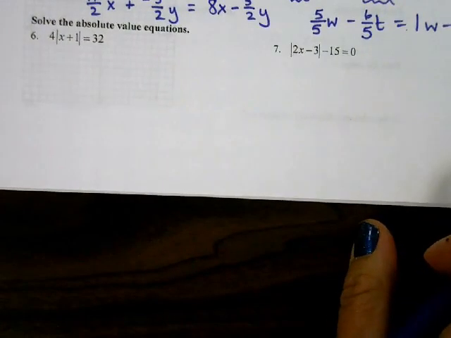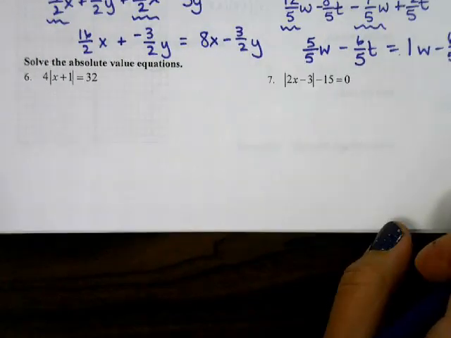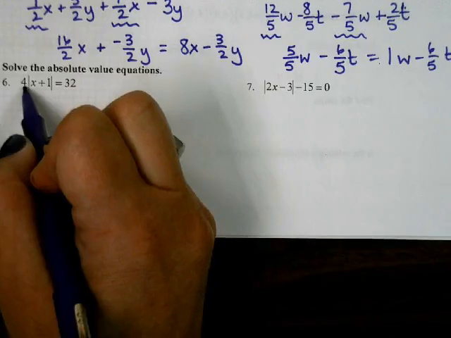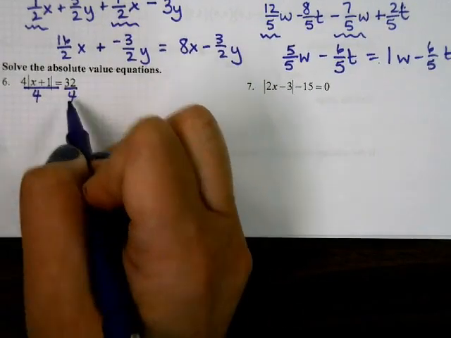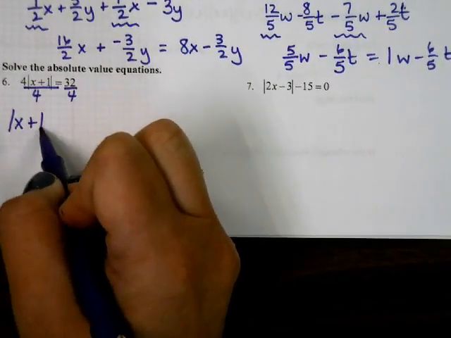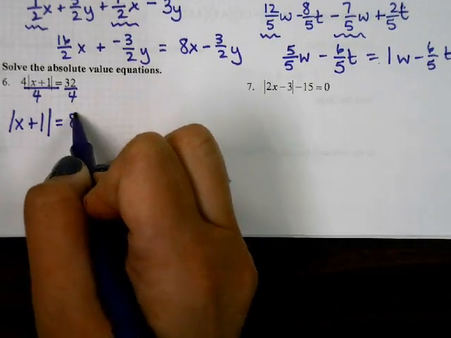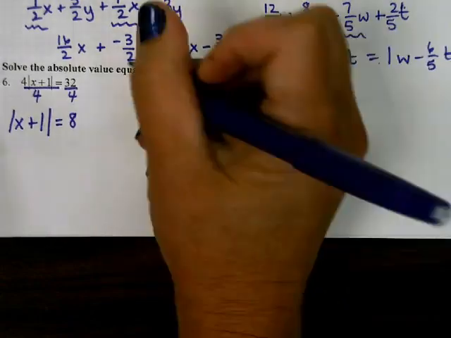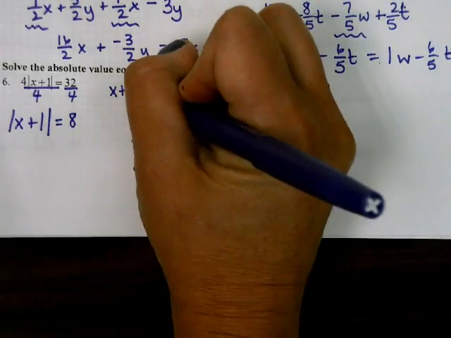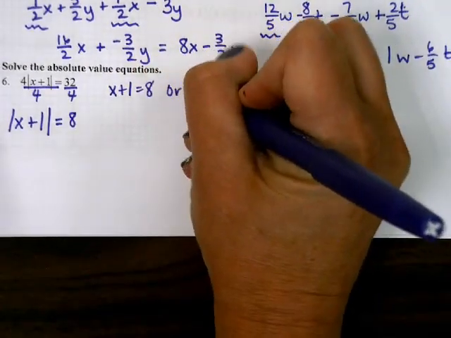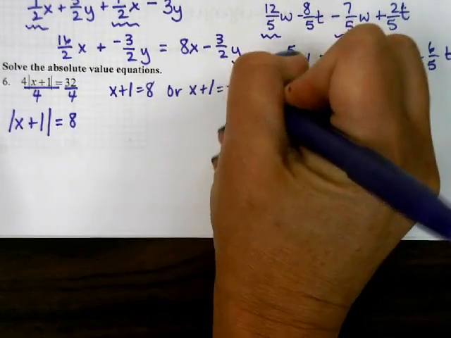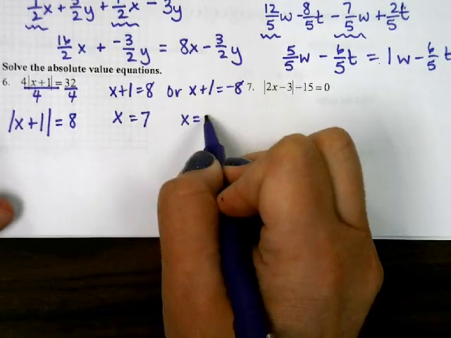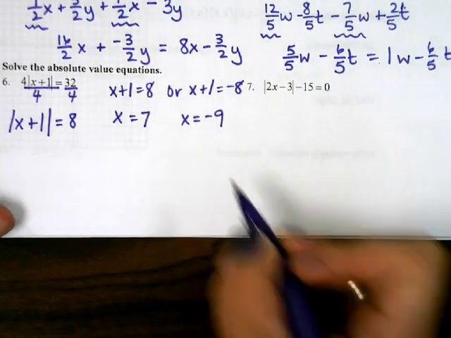Alright, number 6 and number 7 say solve the absolute value equations. Before I can solve absolute values, I gotta get the absolute value by itself. So absolute value of x plus 1 is equal to 8, because 32 divided by 4 is 8. So x plus 1 equals 8, or x plus 1 equals a negative 8. Solve both of those, so x equals 7, or x equals negative 9. Now I have to check both of those.